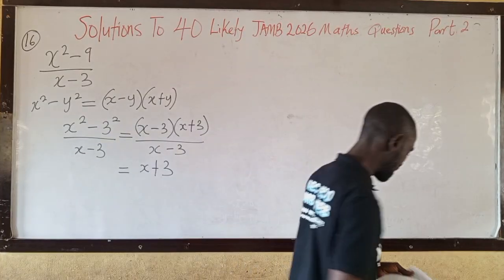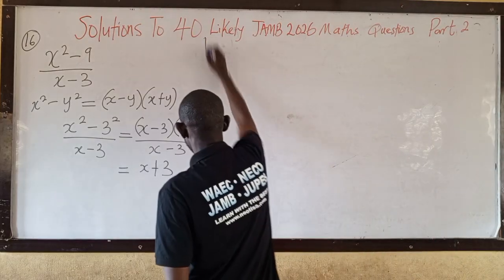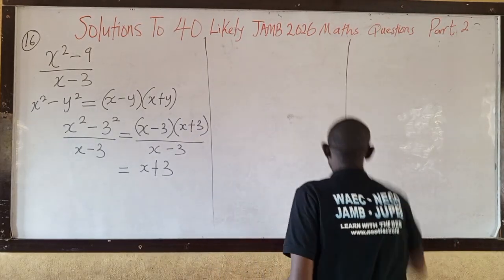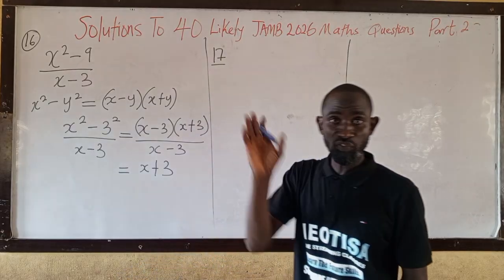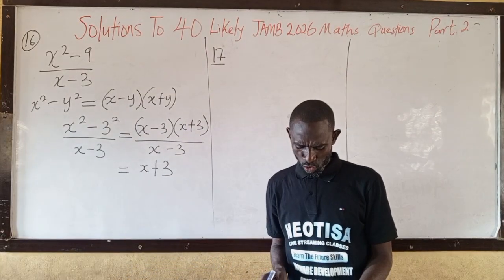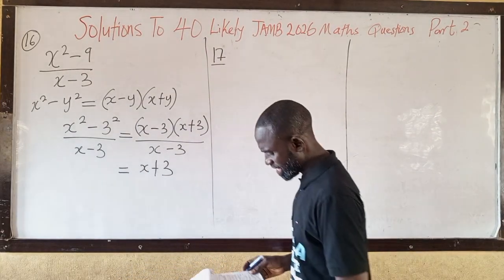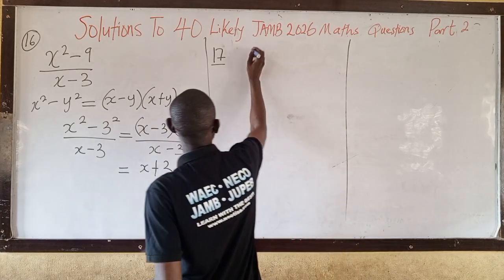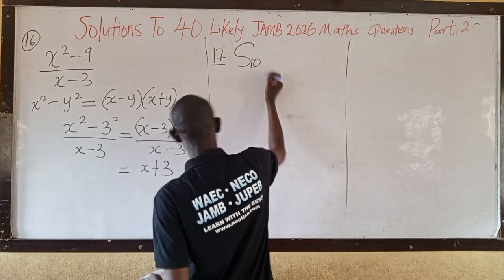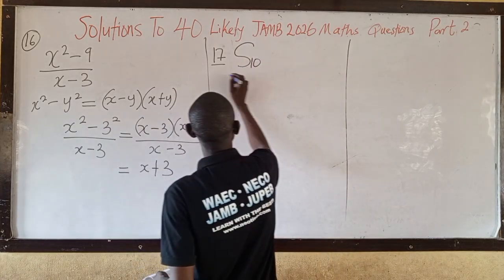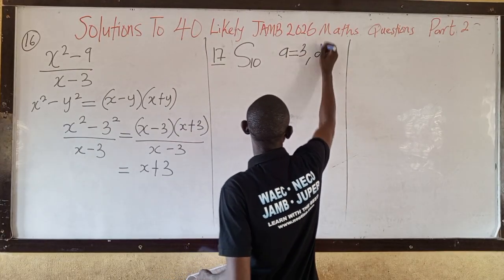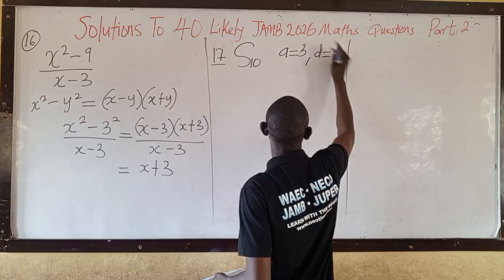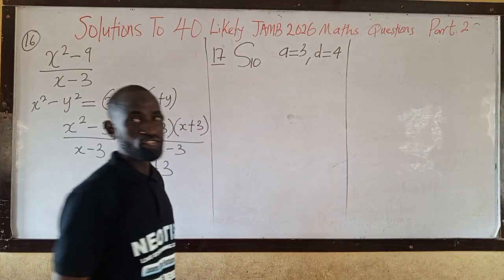So let's go to question number 17. Find S10 of an AP. So we have to find the sum of the first 10 terms of an AP. We are given the first term as 3, and the common difference is given as 4.